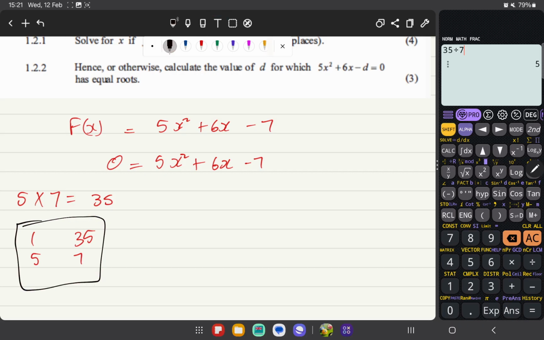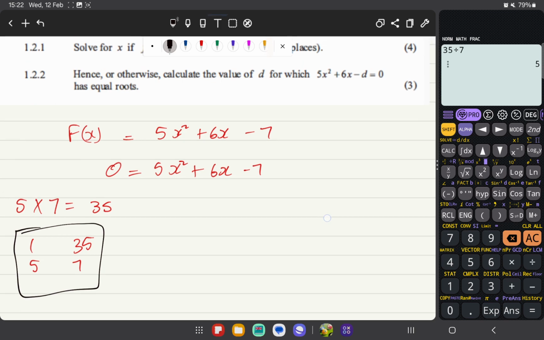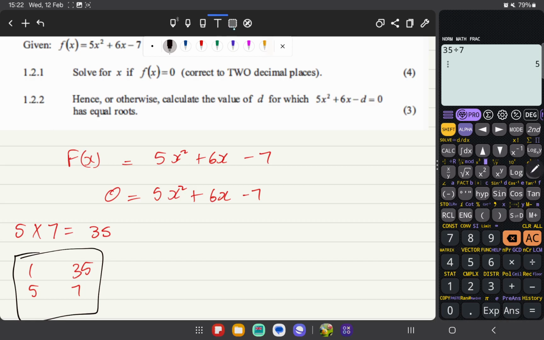You see, now it's a problem because we are having a hard time finding the numbers that if multiplied together we get 35. If added or subtracted we get a positive 6. We are having a hard time finding those numbers. Right. So now the question is, what do we do if you happen to be in this situation?